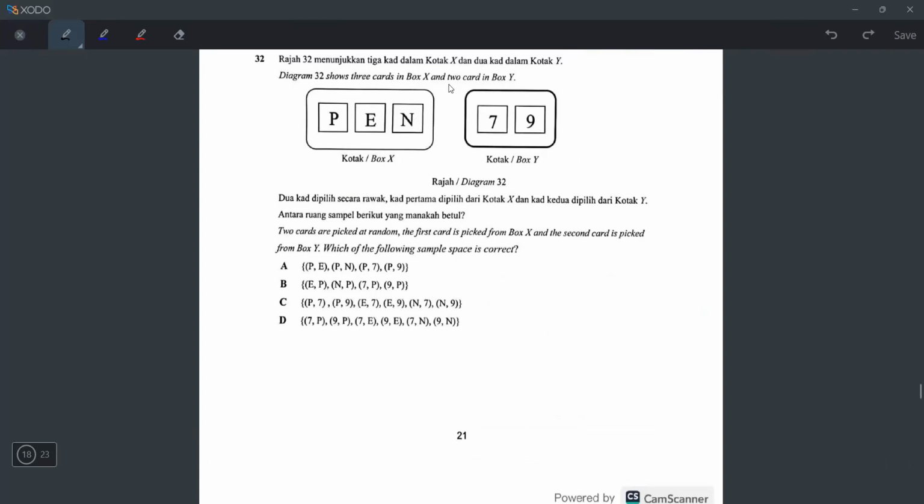Diagram that shows 3 cards in box X and 2 cards in box Y. Okay, I can see it. Okay, what is the sample space?